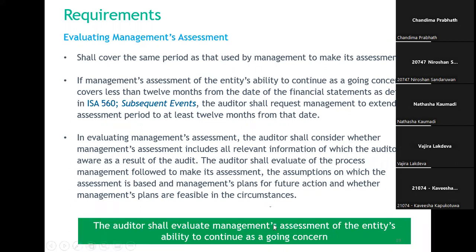The auditor shall evaluate management's assessment of the entity's ability to continue as a going concern, right? So the bottom line is that management has to perform the going concern assessment, and the auditor shall evaluate that. And based on the audit evidence obtained, it will have a reporting conclusion in the auditor's report, right?